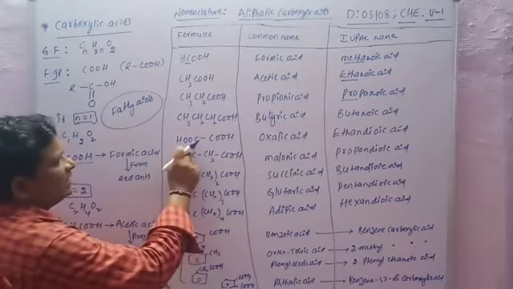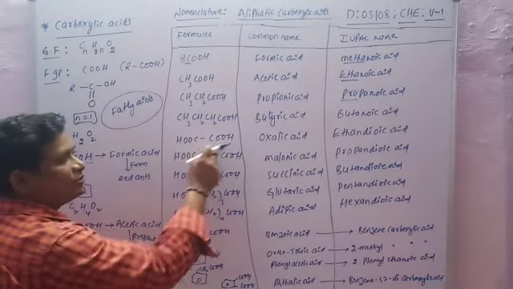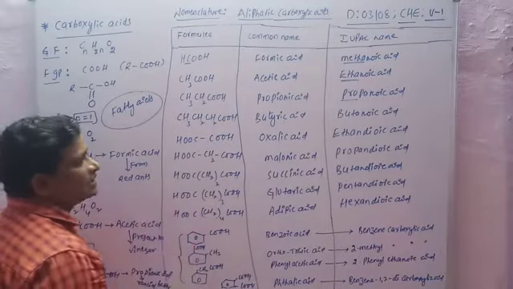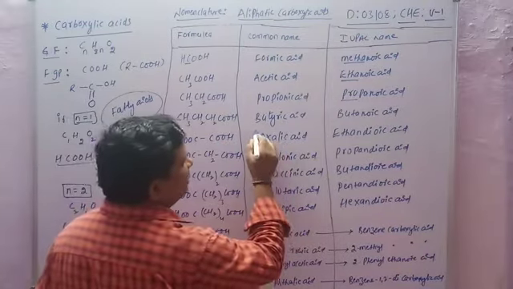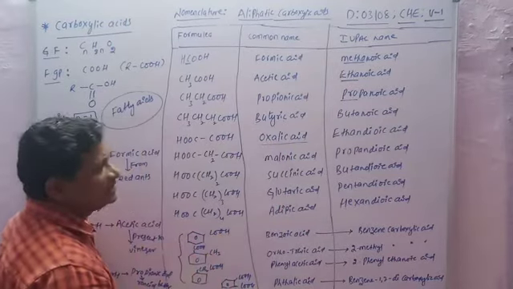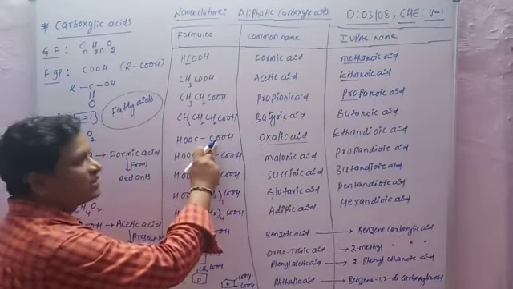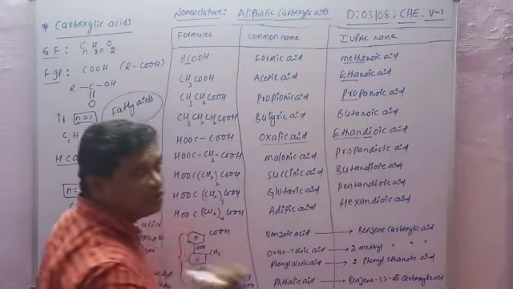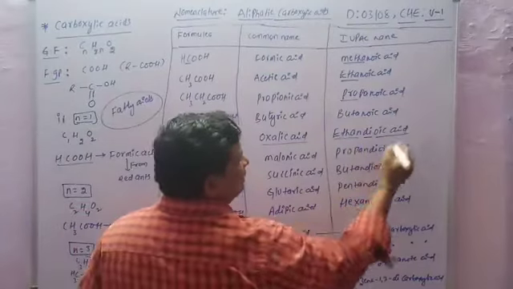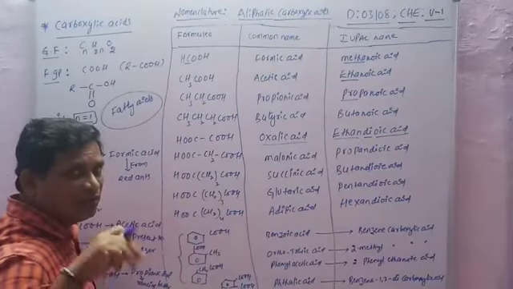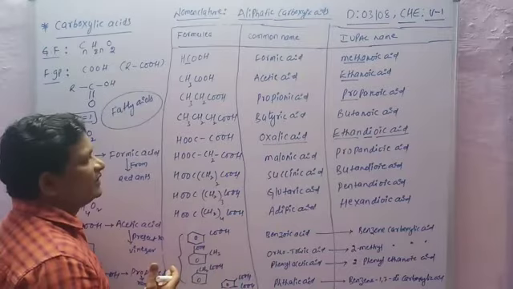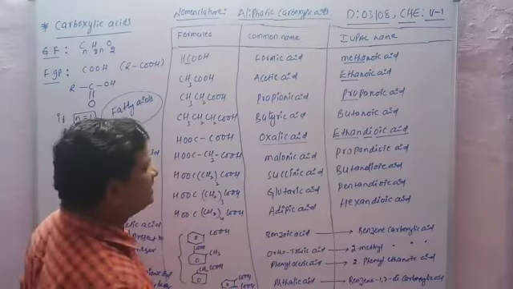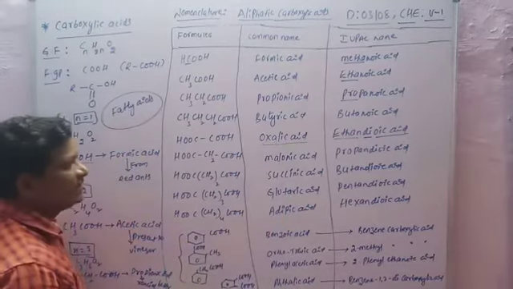The next one is COOH-COOH, the same 2 groups. Its common name is oxalic acid. It is an important one. It contains how many carbons? 2 carbons. So it is ethane, and di means 2. Oic acid is the suffix. So it is ethane dioic acid. The common name is oxalic acid.